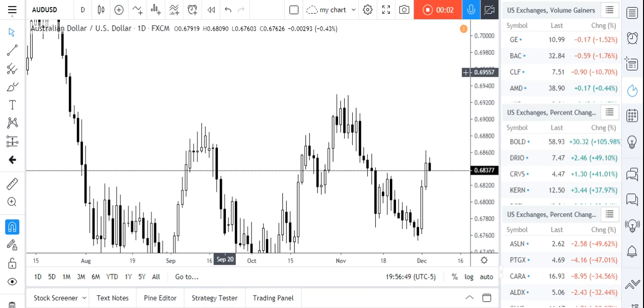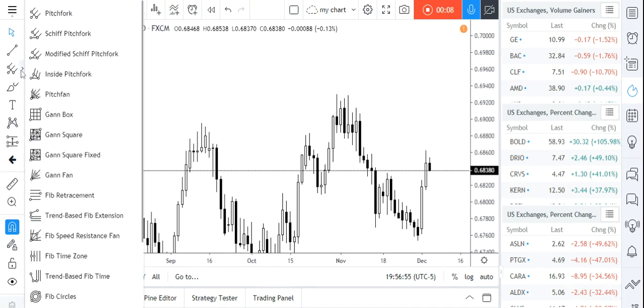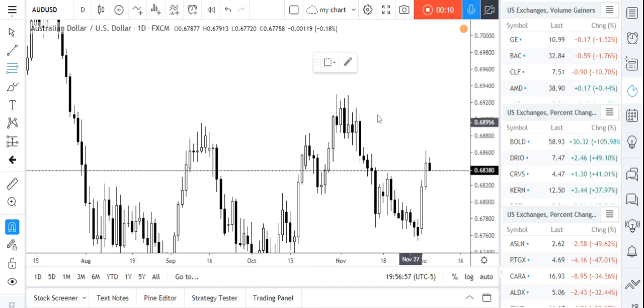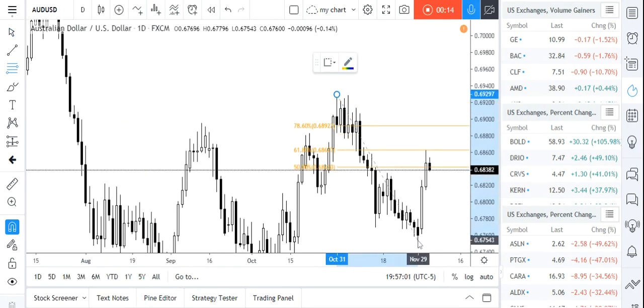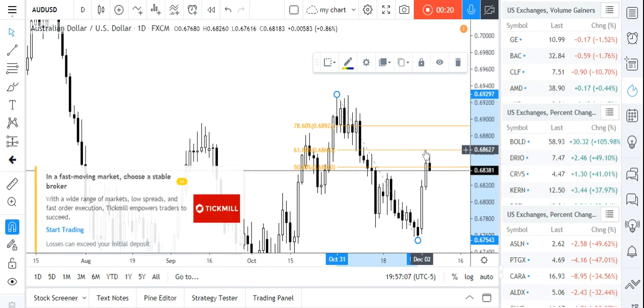Hi fellow traders, here is a sell trade setup on AUD USD. If we draw Fibonacci from up to down at this previous downswing on this daily time frame, you'll find that AUD USD yesterday touched the 61.8% level of this downswing, and Trump came into the picture exactly when it touched 61.8%.